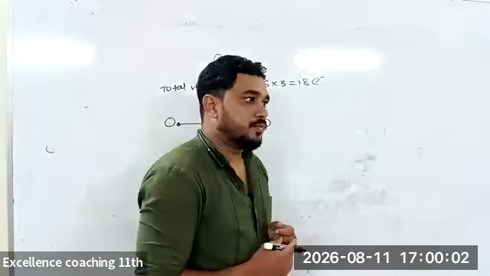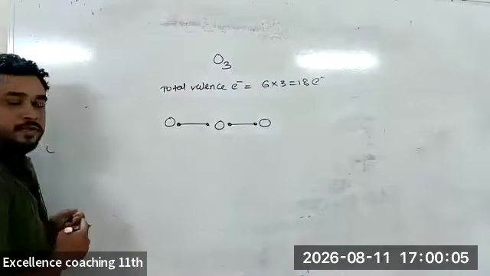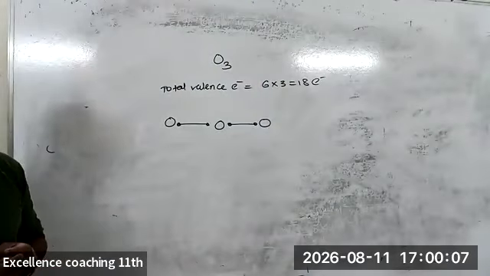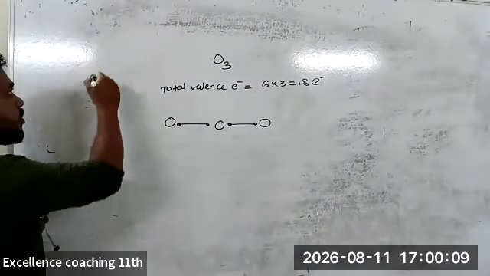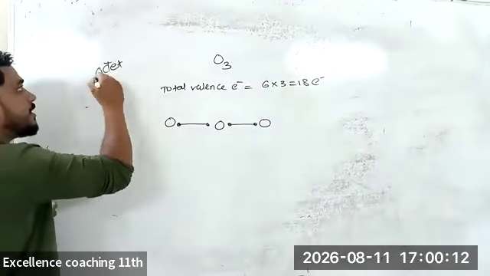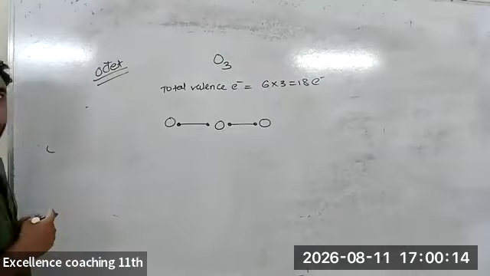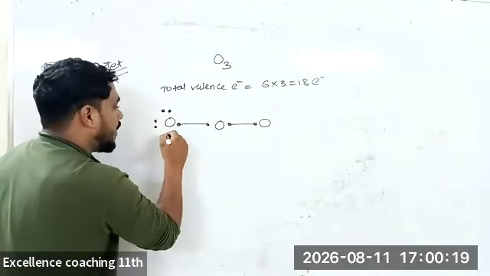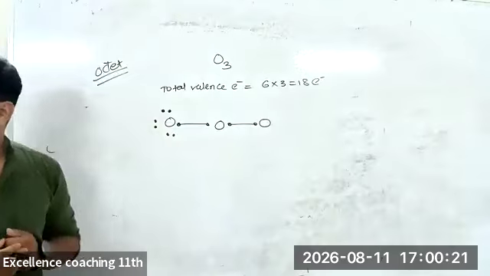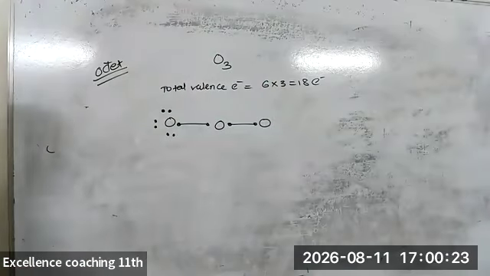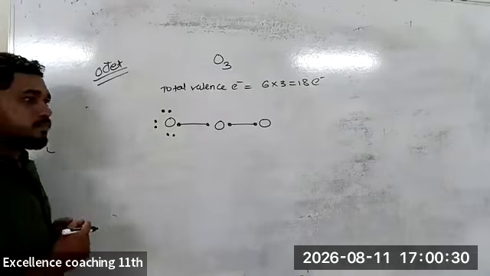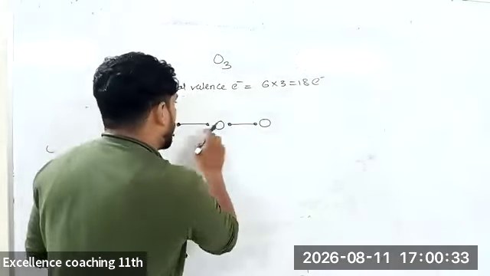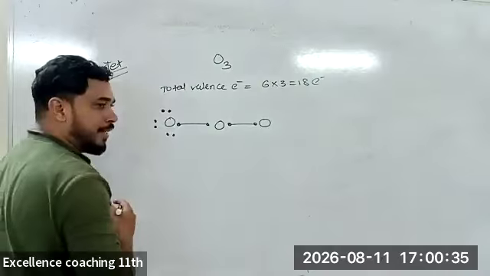On the corner atoms, till its octet is complete. Eight is called as what? Octet. So let's put 1, 2, 3, 4, 5, 6. Done? How many are remaining? 1, 2, 3, 4, 5, 6, 7, 8, 9, 10. How many are remaining? 8.